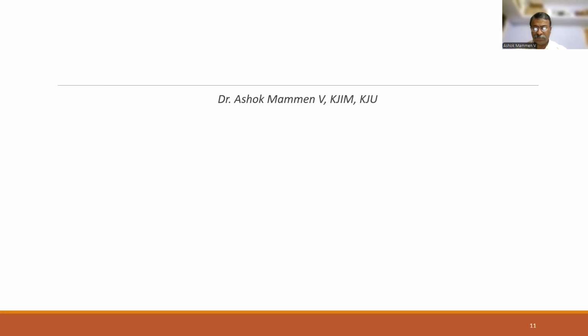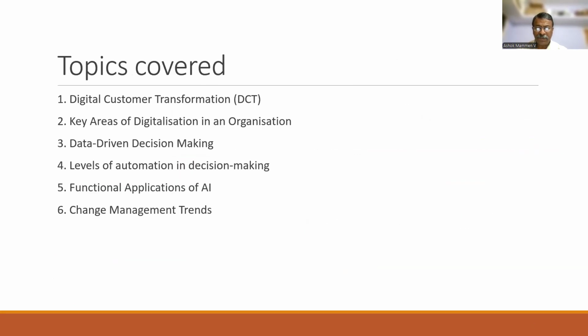So finally, let us go back and have a look at where we started the topic. So we spoke about digital customer transformation. We tried to understand what it is. We said it is about customer experience, engagement, the satisfaction, and then creating values. We looked into the key areas of digitalization in an organization. We broke it down into 7 segments and looked into it. And specifically, we talked about data driven decision making. In an AI context, we tried to look at it.